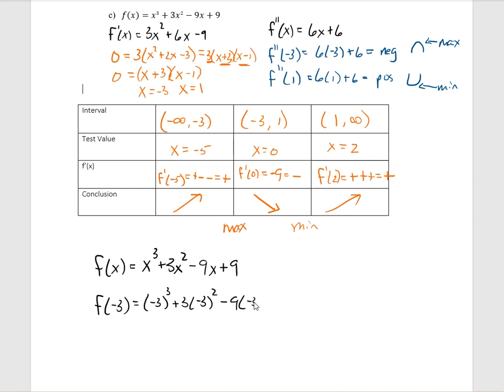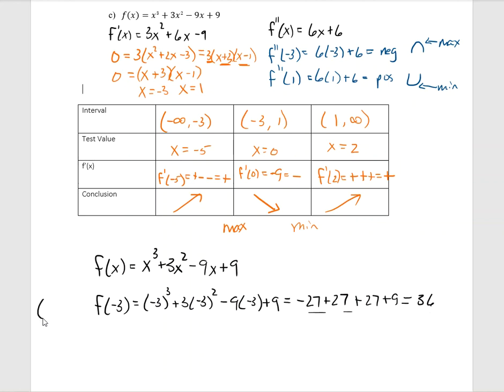Pretty stoked about doing this in my head. That's a lie. -27. That's awesome. That's 9 times 3, which is positive 27. And then another positive 27 and 9. So these two cancel each other out. 27 and 9 feels very much like a 36.